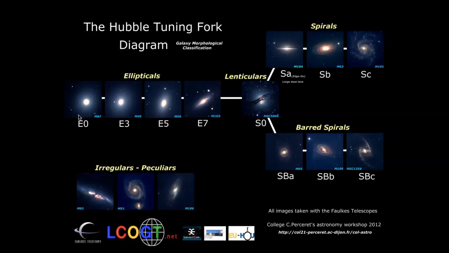So the tuning fork diagram is there today to just say, oh, what does this look like? Oh, it looks like the other E3s. Okay, let's slot it into an E3. Oh, it looks like an E5. We'll slot it in there. But they don't evolve from one type into another on their own. Galaxies will evolve and change shape because of collisions, but not just because time happens.